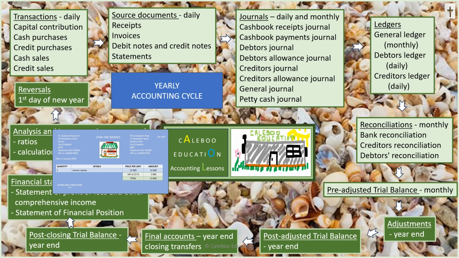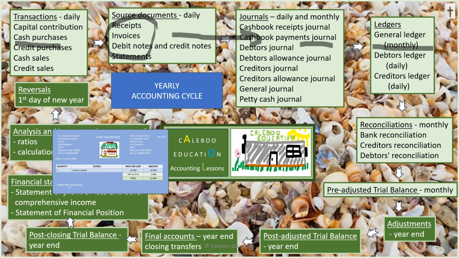So today we're going to look at cash transactions. We're going to look at cash purchases. We're going to have a look at how they document these cash transactions, and then we're going to take that information and put it into the Cashbook payments, and from the Cash Payments Journal we're going to post that information to the general ledger.